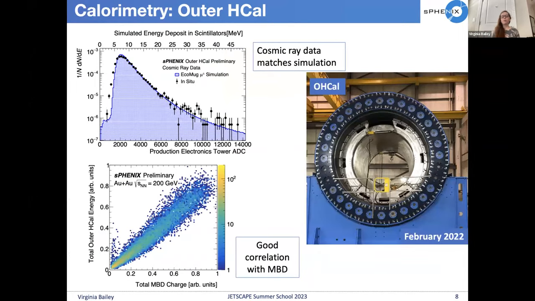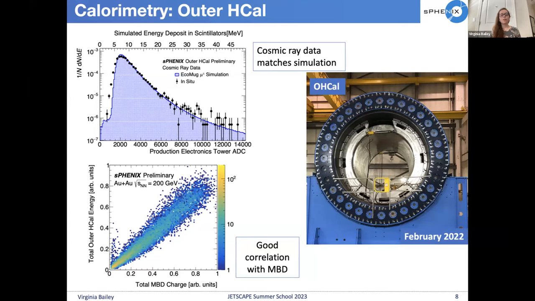So moving on to the calorimetry. Here is a picture of the outer HCAL. This is the same detector that I showed in the previous pictures, but with a lot less stuff in it, because this was before everything was installed, and this was only a year and a half ago. So actually the installation of sPHENIX has been quite quick. You can see here the outer HCAL, and inside of that is the magnet. The outer HCAL is made of layers of scintillating tiles and steel. In addition to taking data with beam, we've also taken a lot of cosmic ray data with the outer HCAL and also the inner HCAL. Here you can see the data points in black compared to a simulation of cosmic muons, and you can see that they agree pretty well.